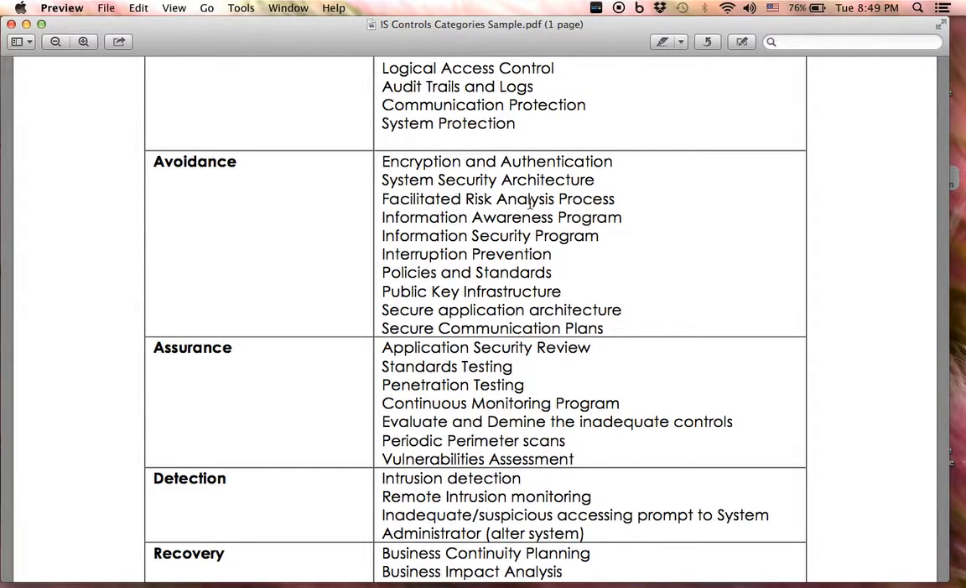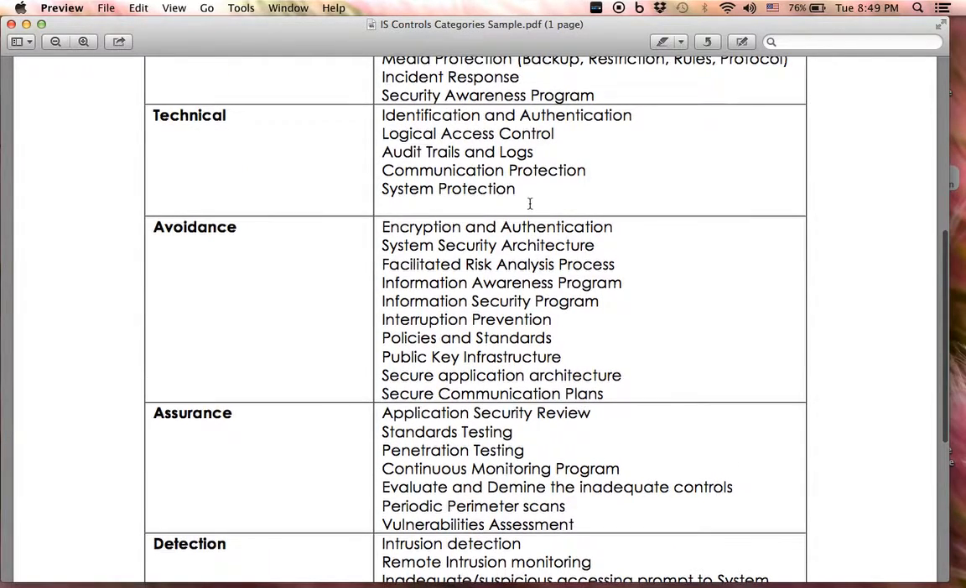The next is the information awareness program, which is similar to the earlier one. And the next is the information security program. It's a program that we design for information security that protects the CIA. C stands for confidentiality, I stands for integrity, and A stands for availability.